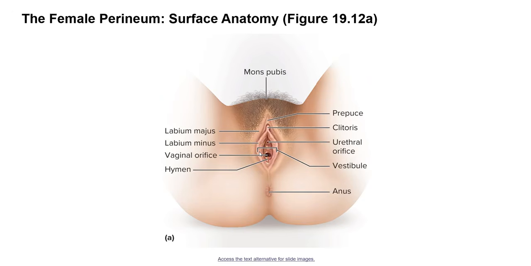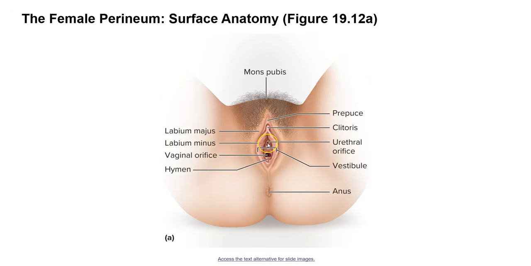So inside of the labia minora, this is where we will see the clitoris. So the clitoris is very similar to the penis in the males, in the fact that it can become engorged during sexual stimulation by blood. It also has a prepuce covering it, just like the penis has in the male.